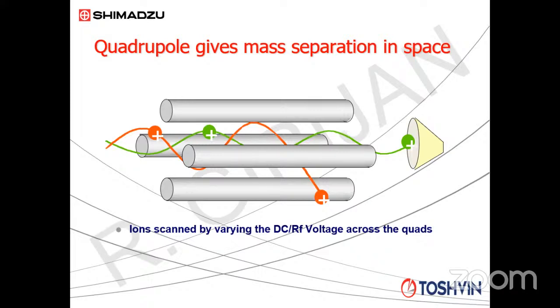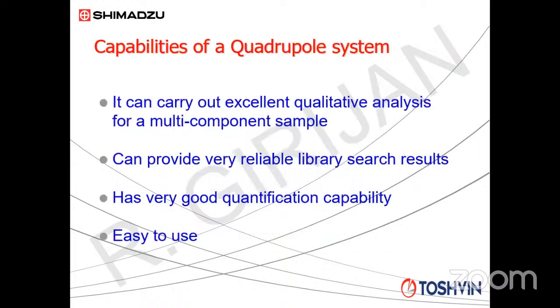So this is the responsibility of the quadrupole system. Their responsibility is only to separate all these ions on their mass number and send them to the detector. And what are the capabilities of a quadrupole system? It can carry out excellent qualitative analysis for a multi-component sample. If your sample contains different compounds, that is what multi-component samples are, and it can carry out excellent qualitative analysis. A quadrupole system can provide a very, very reliable library search system. I will consider it the most important feature of a quadrupole system.